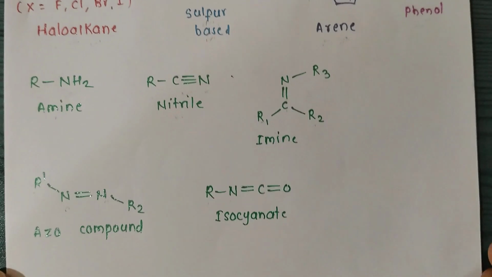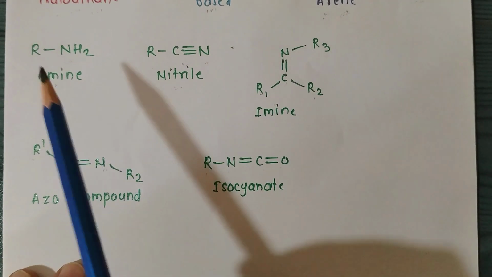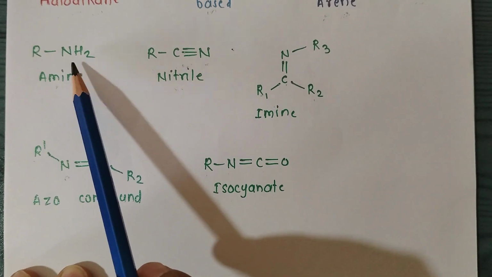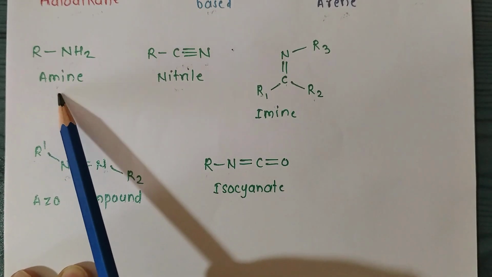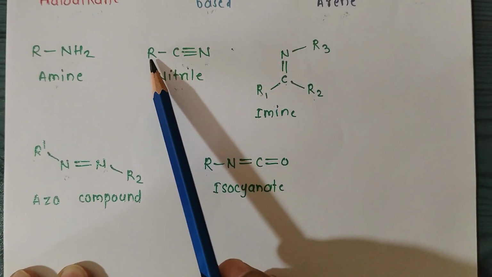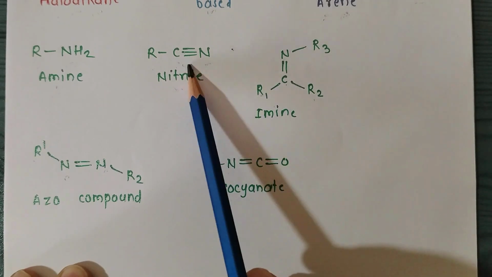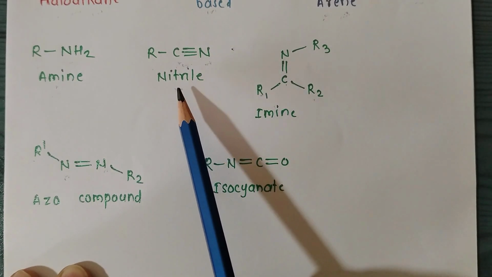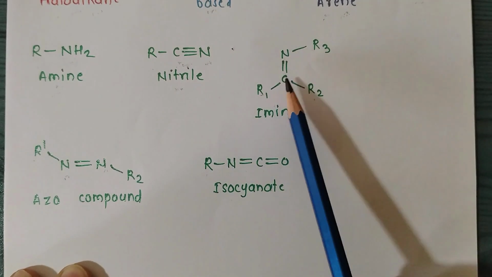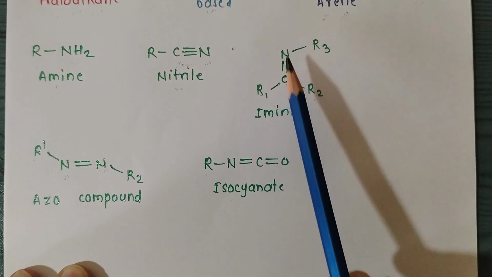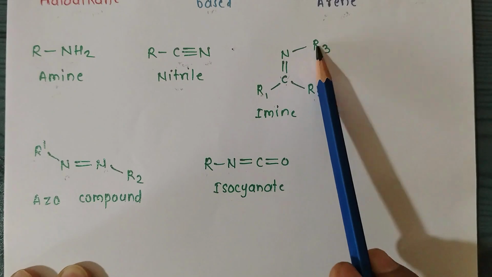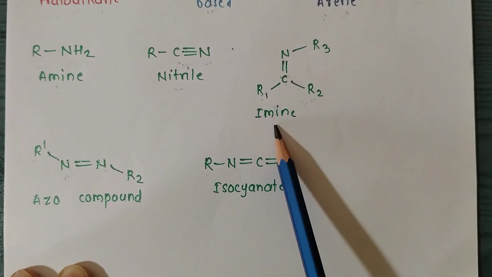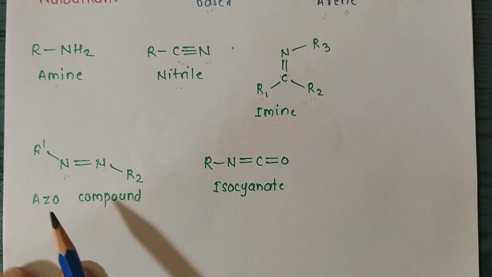Now we see another functional group of nitrogen based. Suppose R is attached to NH2, then we call it as an amine. If R is attached to C triple bond N, then we call it as a nitrile functional group. Here suppose carbon nitrogen double bond is there, and to the nitrogen alkyl group and to the carbon suppose alkyl group is attached, then we call it as an imine functional group.